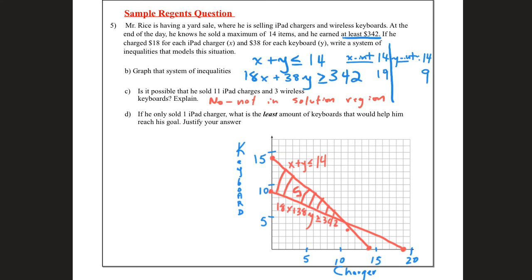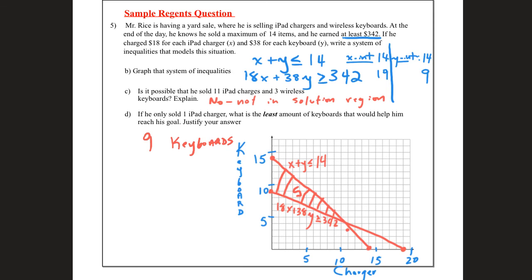If you only sold one charger, what is the least amount of keyboards that would work? So one is right here. So the least amount, it looks like, obviously we can't have a fraction. This would be like 8.5. So it looks like 9 would work. So 9 keyboards. Obviously it's going to be less than or equal to 14. And we can algebraically prove this as well.